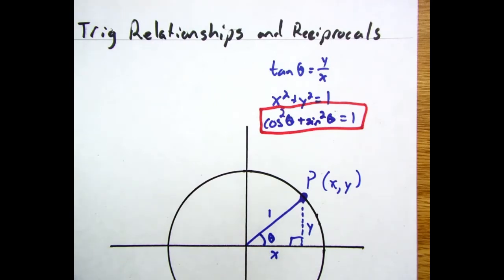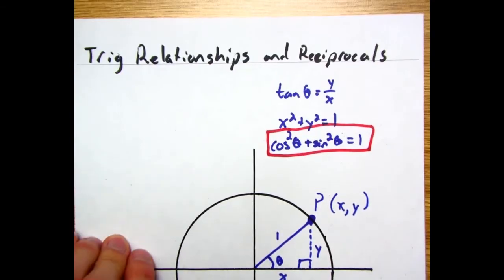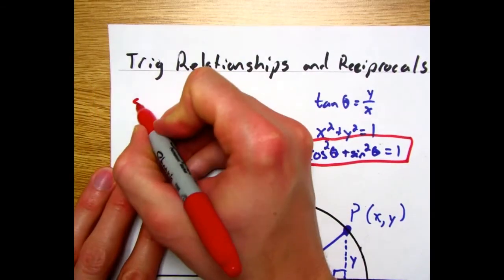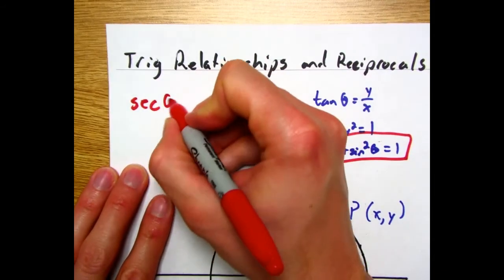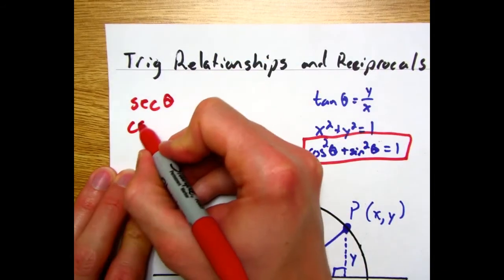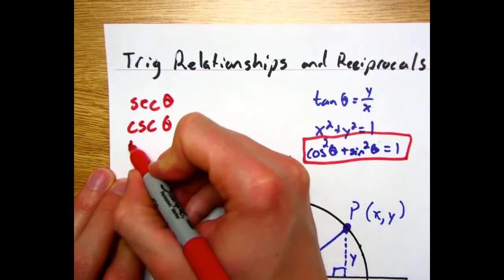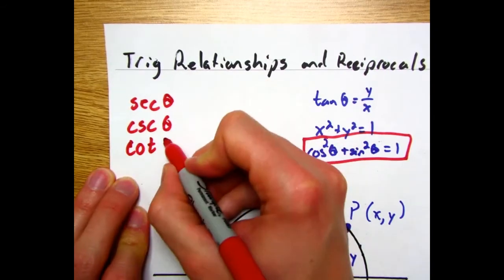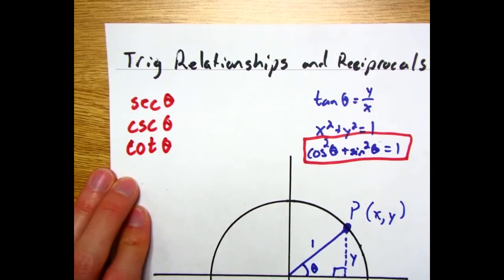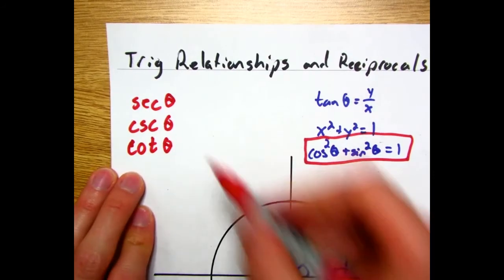So to carry us forward a little bit further, we have some other functions that I know you've seen before, but maybe you don't remember what we've done with those. The other functions are secant, cosecant, and cotangent. All right, secant of theta, cosecant of theta, and cotangent of theta. These three are what we would call reciprocal functions.